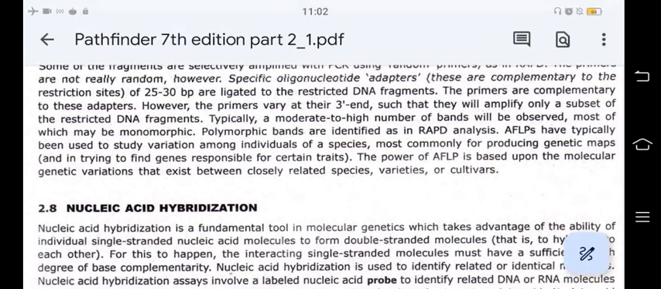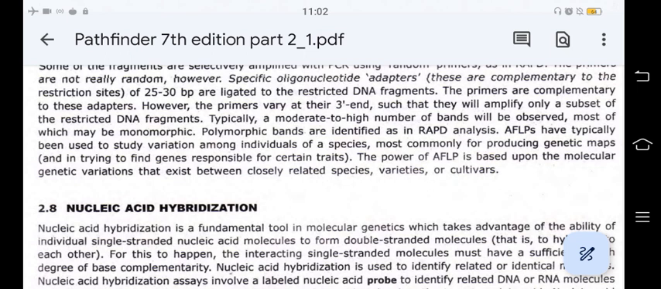So, AFLP is a hybrid of RFLP and RAPD techniques. Genomic DNA is cut with restriction enzymes, as in RFLP. Typically, two different restriction enzymes are used. The idea is to produce a large number of fragments. Some of the fragments are selectively amplified with PCR using random primers as in RAPD. The primers are not really random, however.